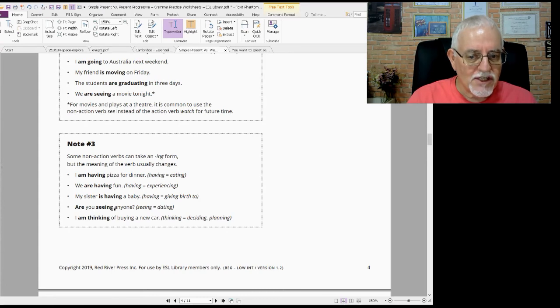And are you seeing anyone? In this instance, seeing means are you dating someone? I am thinking of buying a new car. Remember, thinking is deciding or planning. So when it takes on the new meaning, these are action verbs. So it is quite normal for native English speakers to use these when talking to one another. So you need to bear that in mind.